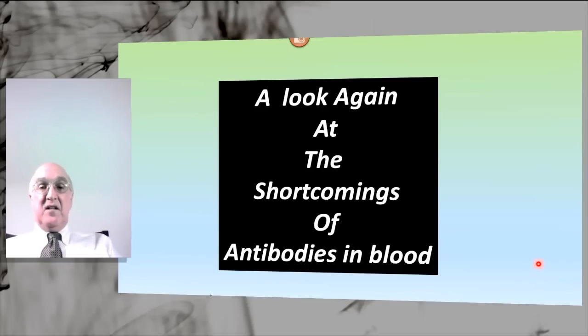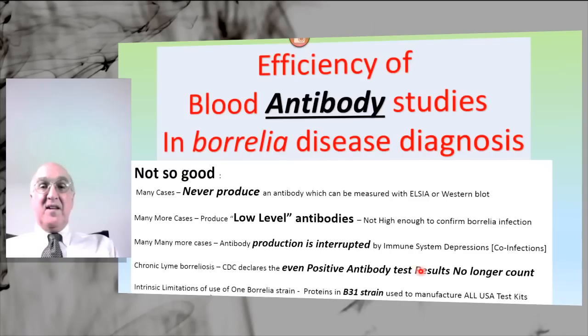So here we have, again, a look at the shortcomings of the antibodies in blood. The efficiency of blood studies in Borrelia diagnosis, not so good. Many cases never produce an antibody, which can be measured by either ELISA or Western blot. Many more cases produce low-level antibodies, and it's not high enough by cutoff, by laboratory methods, and precise regulation of the testing, not high enough to confirm Borrelia infection. So you have low-level antibodies, they are meaningless. Or are they?